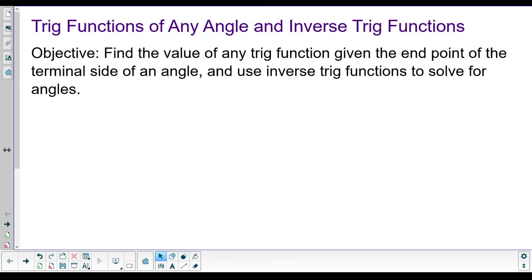Hey, welcome back, everybody. We are going to talk about trig at some random angles today, and we're going to talk about inverse trig functions, which are going to be pretty tight.